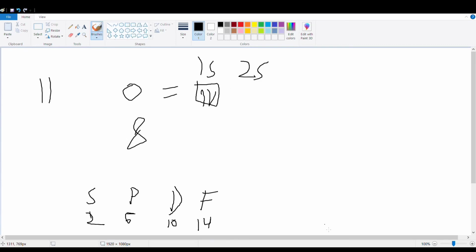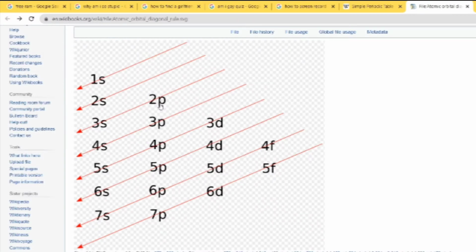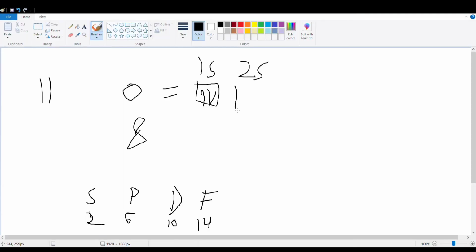Next is 2s, because if you look over here, the next one after 1s is 2s, and because it's an s again, it's 1 box, 1, 2. There you go. We have 3, 4. We're almost there. We're literally halfway there.